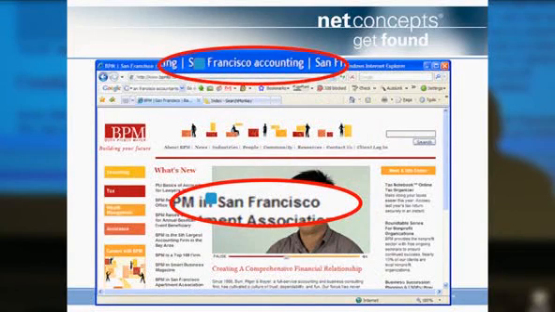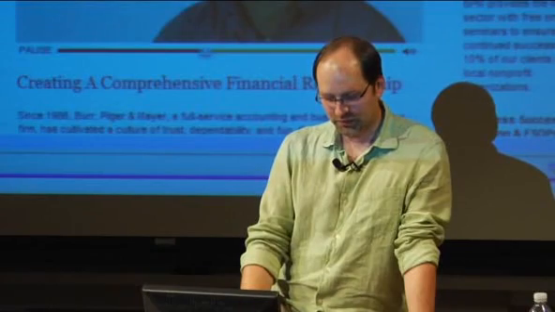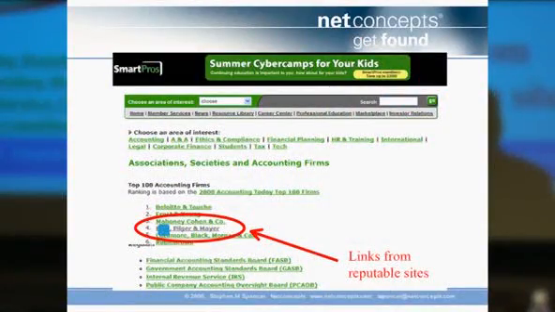Having a look at their home page, what are some of the things they've done right? Well, they've worked some good keywords, local-related or location-related keywords, into their title tag, like San Francisco accounting. They worked it into their body copy. And they've got links from reputable sites, such as this one, Smart Pros.